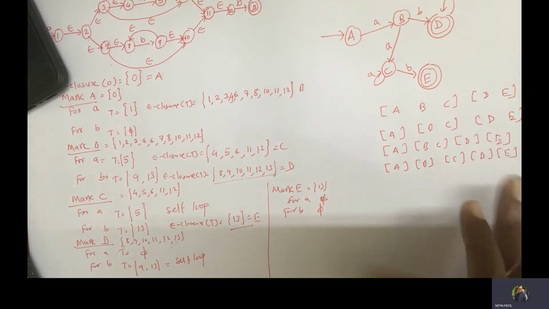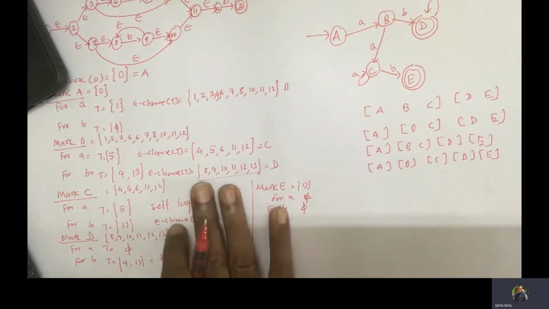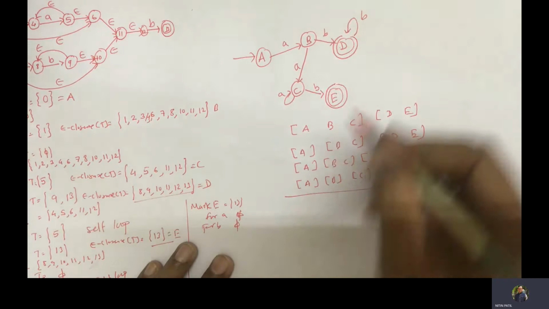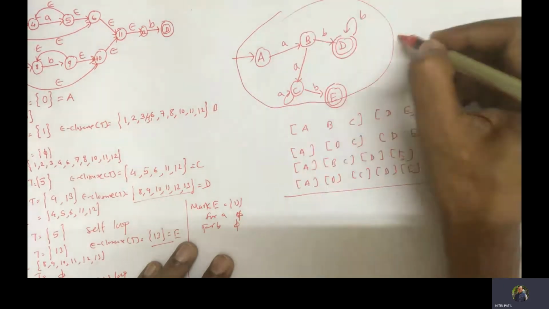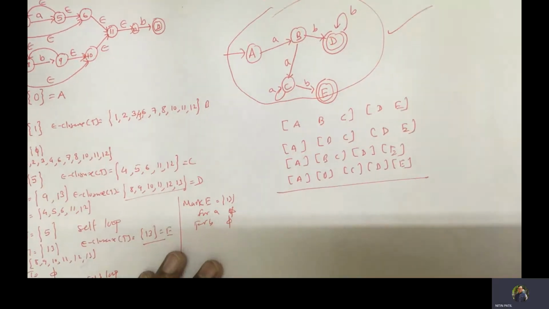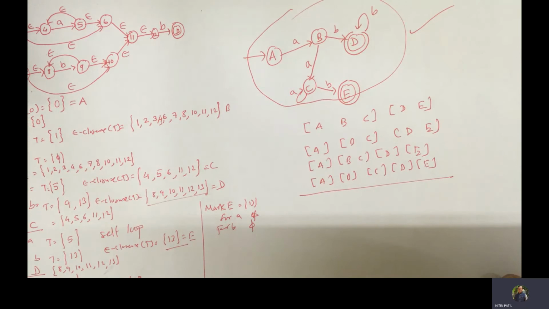Now this results to what? We cannot further optimize this. Whatever the DFA that we got earlier is the final solution. Okay, so this is the minimized DFA only. Fine. So this is your first problem.